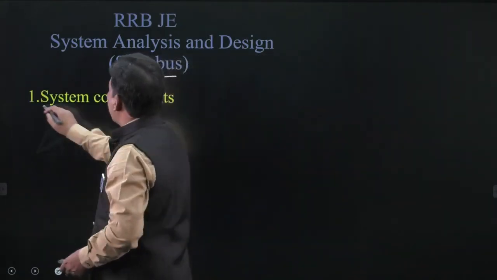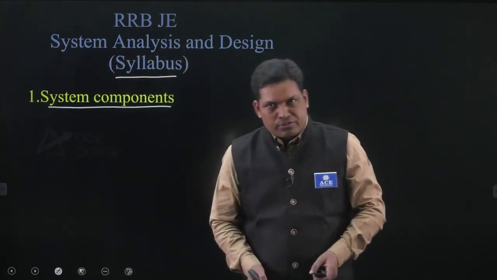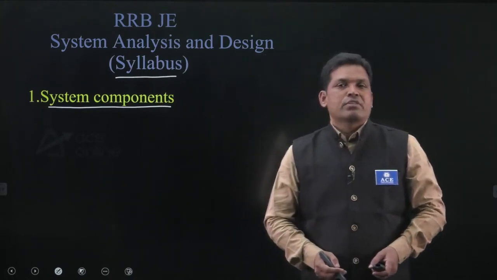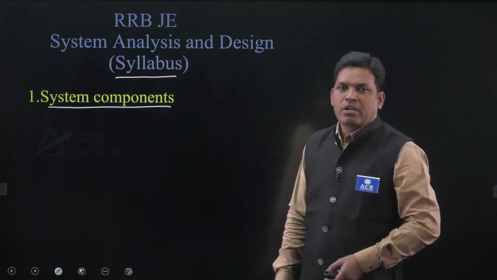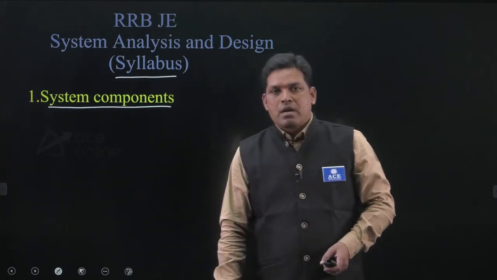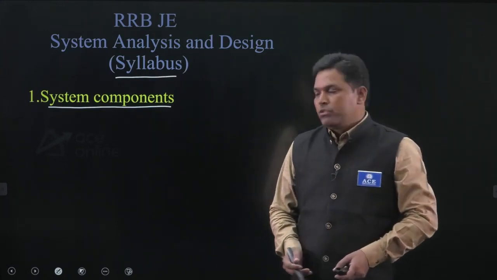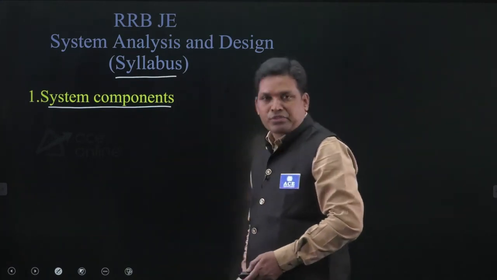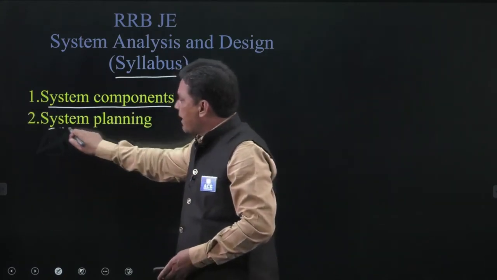First one is system components. Any system is a collection of components which consists of various components. So what are the various system components? Hardware is one of the components, software, data, processes and people. These are all the various components of the system.